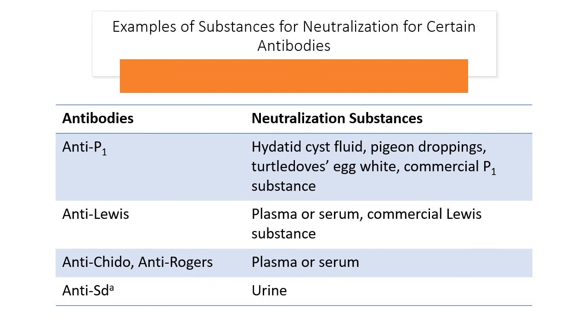So what can we neutralize? Anti-P1, you can use hydatid cyst fluid. That's normally what you see, and that's why I associate that with P1. Anti-Lewis, we can use regular plasma or serum to neutralize it. Chido-Rodgers, regular plasma or serum. And Sda is urine. Here are the most common ones I see. I see a question about Sda. I see a question about Lewis. And then sometimes we see the hydatid cyst fluid question. But these other two are your most common ones.